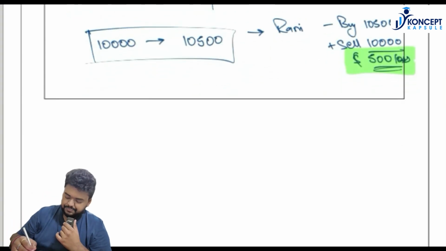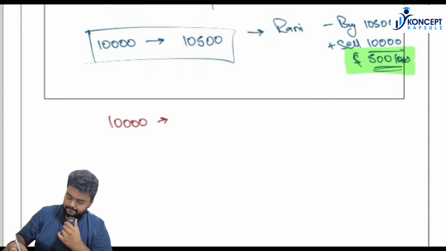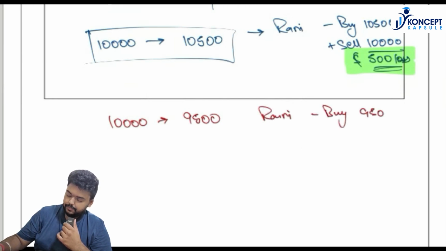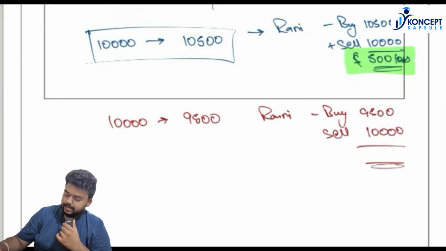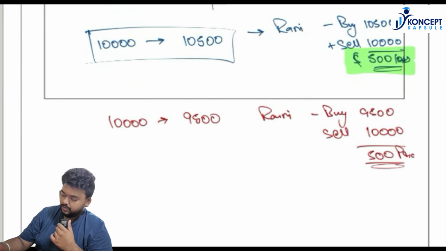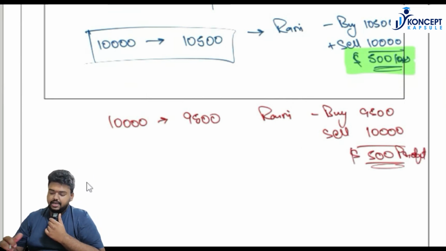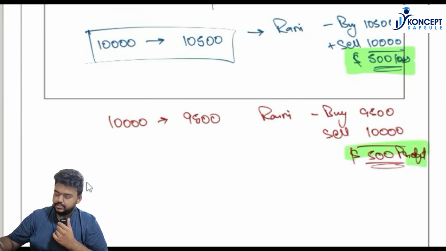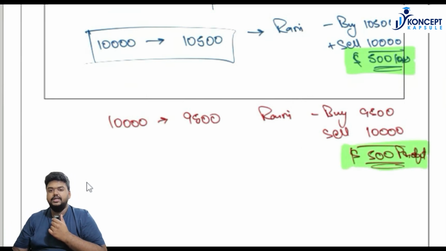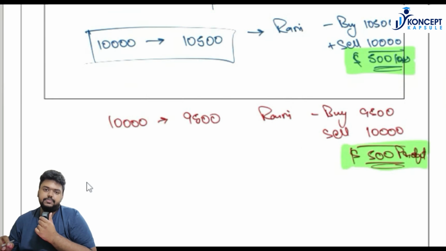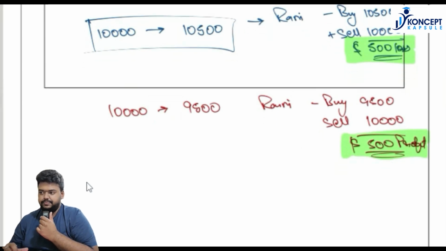On the flip side, if the prices went down, Rani will buy from the market at 9,500 and sell it to Raju at 10,000. She will make a profit of 500. So rather than buying it from the market and selling it to me, I will give you $500 and let us assume the contract to be done. This is known as net settlement or cash settlement, right?